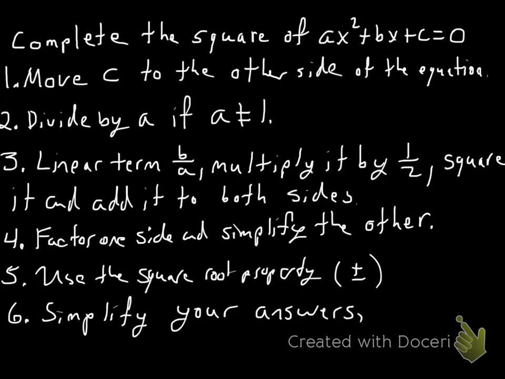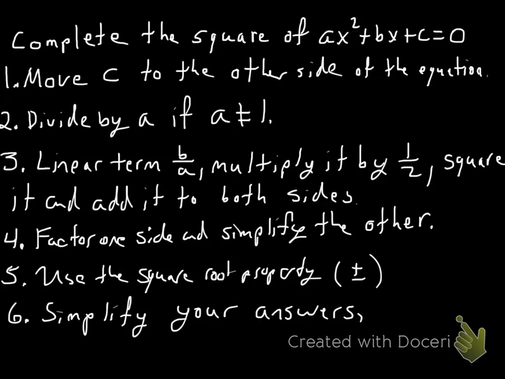We're going to divide by a if a is not 1. That makes completing the square a lot easier. The linear term is going to be b over a after we divide everything by a. And kind of the procedure is we're going to multiply it by 1/2. We're going to square it and add it to both sides. And when we do that, one side is going to be a perfect squared trinomial, and we'll factor that. The other side will simplify, so probably just adding some fractions or something like that.